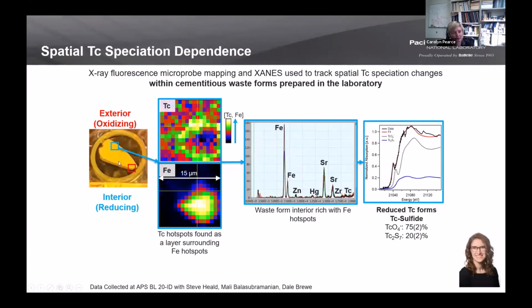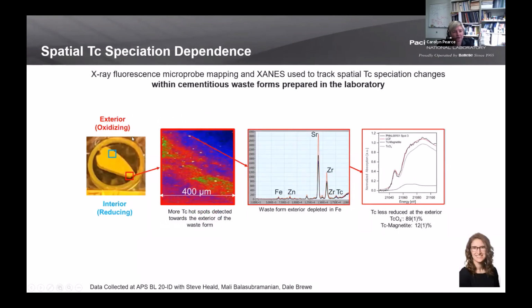And so she produced these cementitious waste forms, sectioned them, and then took them to the APS and was able to show the different behavior of technetium within the waste form. From the reducing interior, the near edge technetium data showed that there was a significant contribution of reduced technetium sulfides, whereas at the oxidizing exterior, most of the technetium was present as pertechnetate with some magnetite. And so just understanding how the technetium is behaving as a function of distance from this waste form will enable better predictions of performance and also improvements in formulations to improve that immobilization.